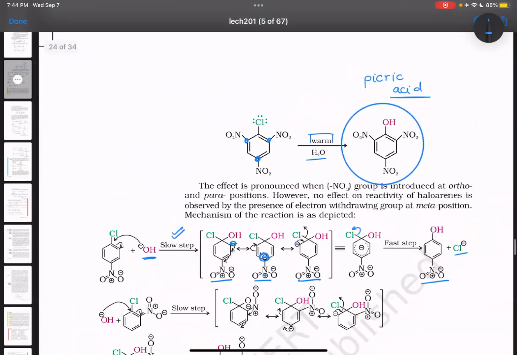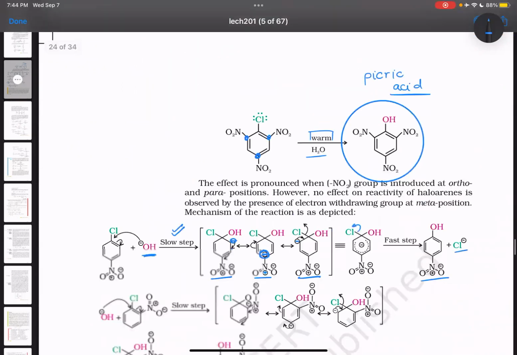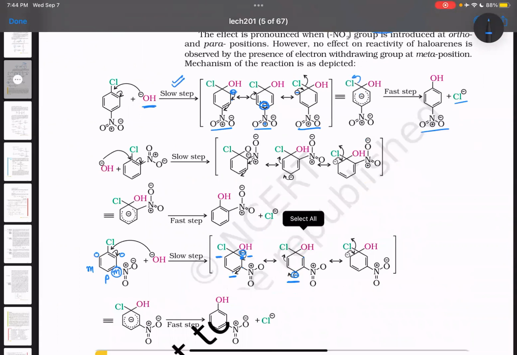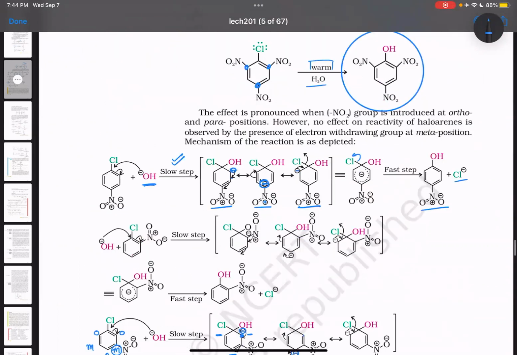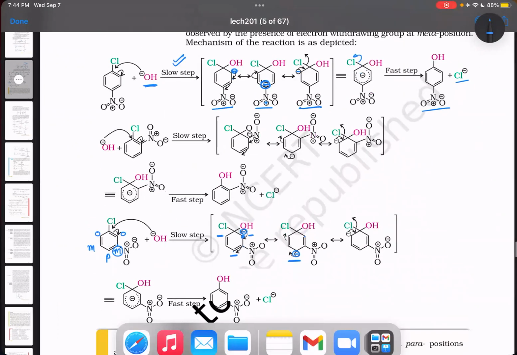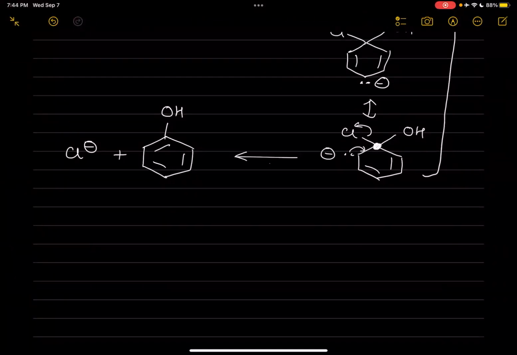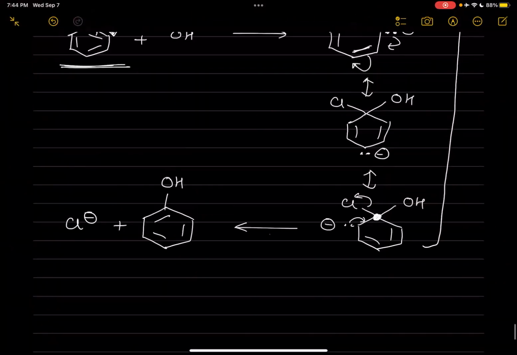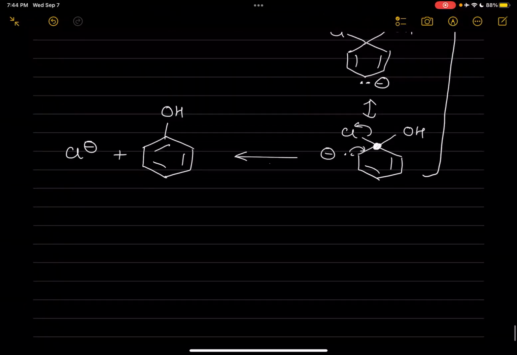So that's why it is not very reactive. But all these things you don't have to draw. Just you need to keep in mind that it is going to happen more easily. Okay. Clear? We will see it again in the preparation of phenol chapter. Next chapter is going to be alcohol ethers, so there also a lot of concepts will get repeated and they will be the same.